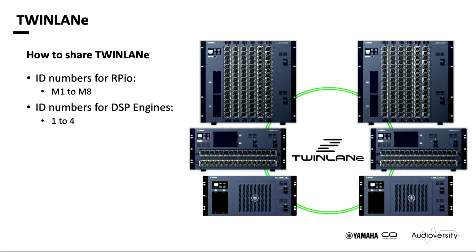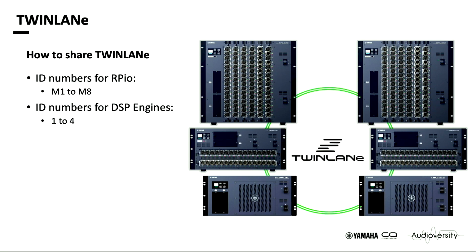If you want more devices, then you can add more. You can add up to 8 RPIO units, whether they're the large 622 or the small 222 units. And we can have up to 4 DSP engines in the TWINLAne ring. So you can share your inputs and outputs amongst 4 mixing systems.